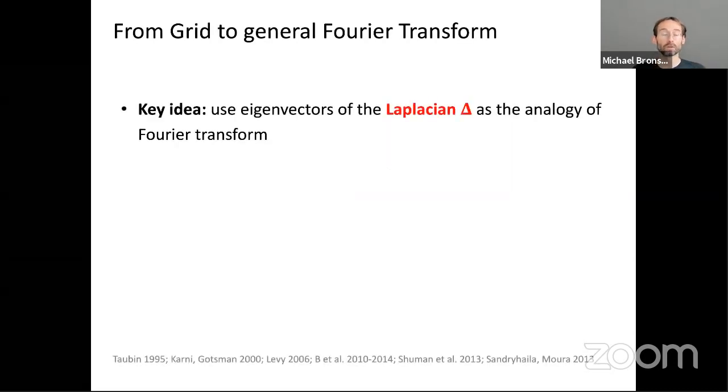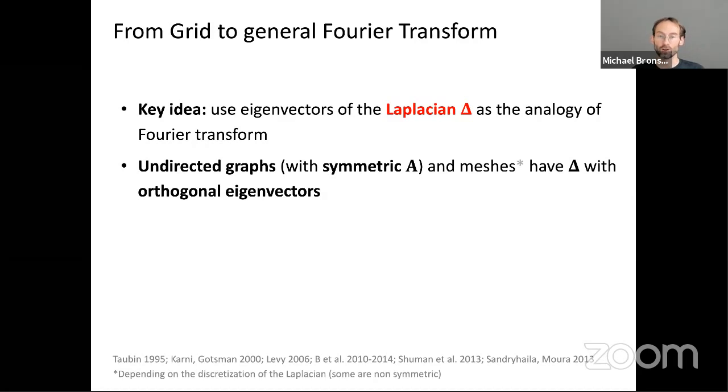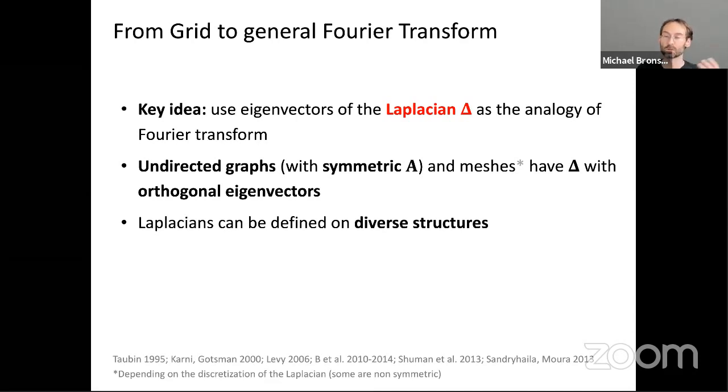Now, the key idea of generalizing the Fourier transform is to use the eigenvectors of the Laplacian as the analogy of the Fourier transform. And for undirected graphs where the adjacency matrix or the Laplacian are symmetric, this matrix has orthogonal eigenvectors. For meshes, if you use the right discretization of the Laplace-Beltrami operator, this is also the case. And I said Laplacians can be defined on diverse structures. So you can really define anything you want and define a Laplacian, for example, even on a metric space. The constructions of Laplacians exist even on such abstract notions.